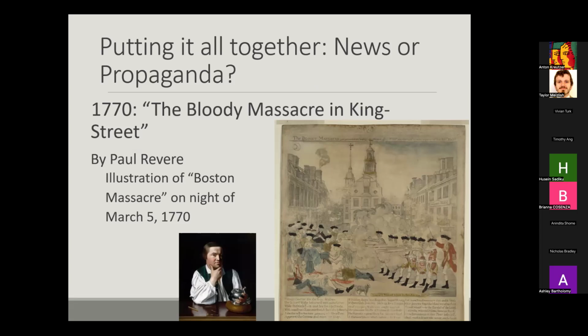And so in US history, there's an incident in the 1700s called the Boston Massacre. And the most famous drawing of the Boston Massacre is on the screen. It's done by Paul Revere. And the picture is called The Bloody Massacre in King Street.